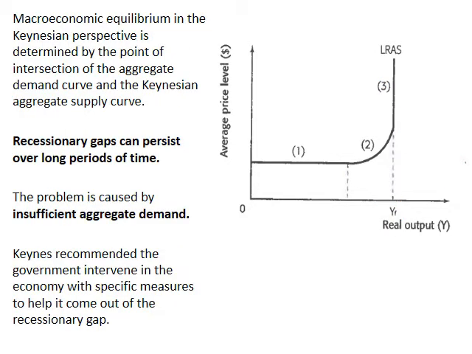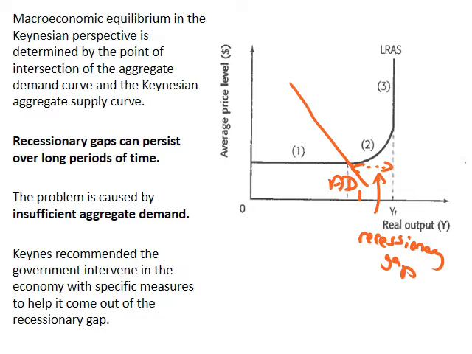The macroeconomic equilibrium in the Keynesian perspective is determined by the point of intersection of the aggregate demand curve and the Keynesian aggregate supply curve, because remember, it could remain stuck there for a very long period of time. The recessionary gaps can persist over long periods of time. So let's say we had this happening, AD1, and we've got here a recessionary gap. We know that it can persist over long periods of time if the government doesn't step in and do things like government projects, government spending, stimulus spending, and so on.